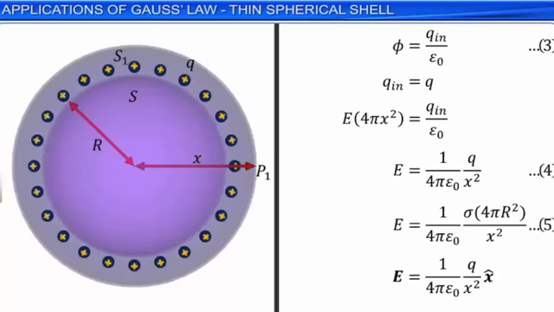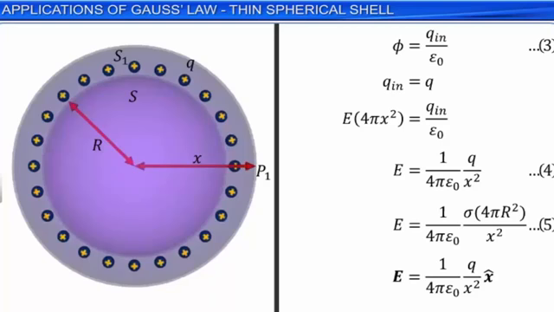If the charge q is greater than 0, the electric field is directed outward from the center of the shell, which implies it is positive. On the other hand, if the charge is less than 0, the electric field is directed inwards, which implies that it is negative.